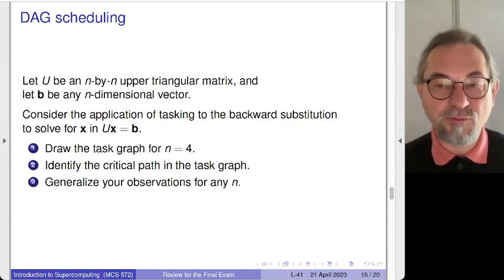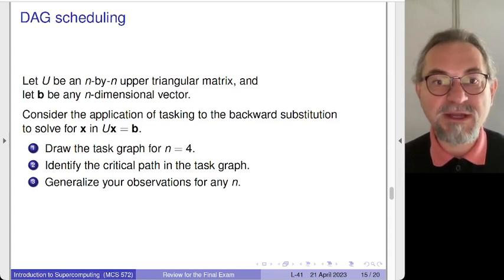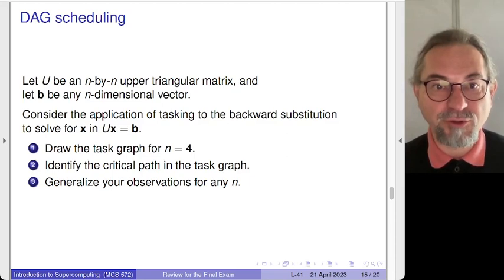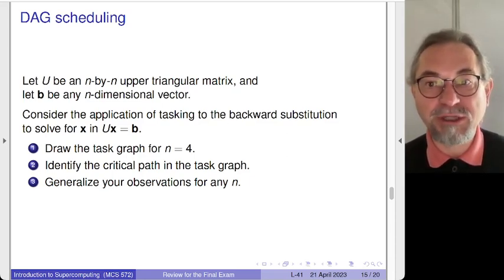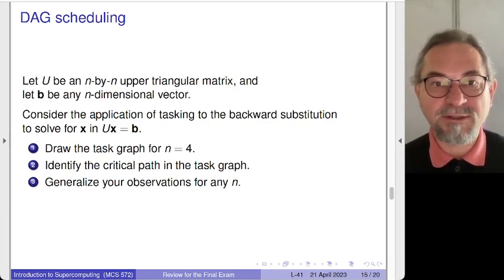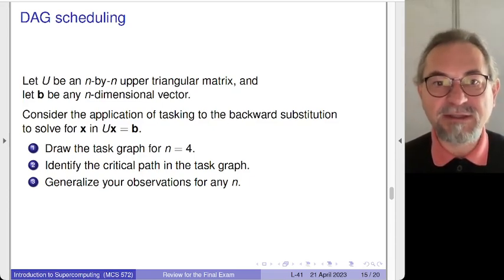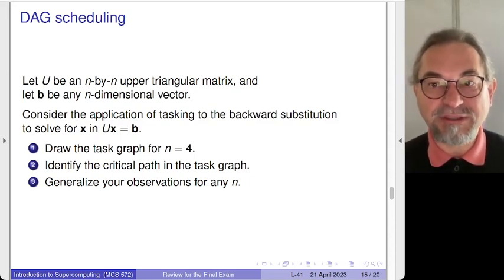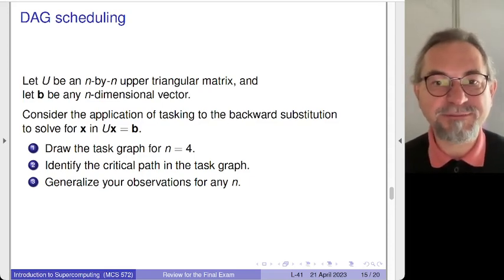You write down the back substitution formulas and you draw the task graph. Every node in the graph corresponds to a computation. The first node that you will draw will be the computation of x4, assuming here that the upper triangular matrix on its diagonal only contains non-zero elements. That is implicit in this question.